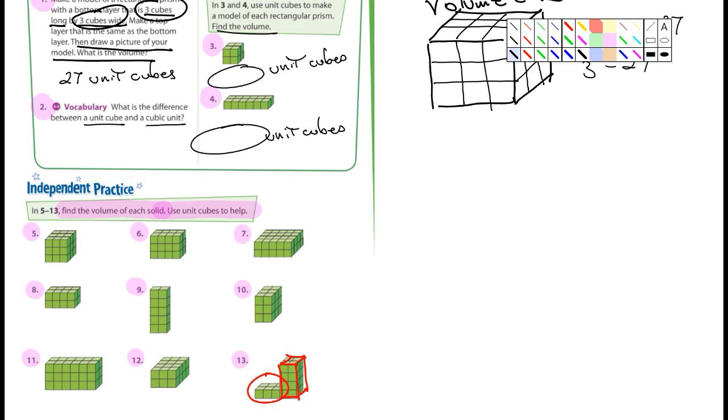Some of you are asking me about 5 through 13 here, so let me do one of these. How about we look at number 10 for a moment. You're to find the volume of each solid unit. Some of you are just having a hard time visualizing how many cube units are in these. So this is made up of little boxes.